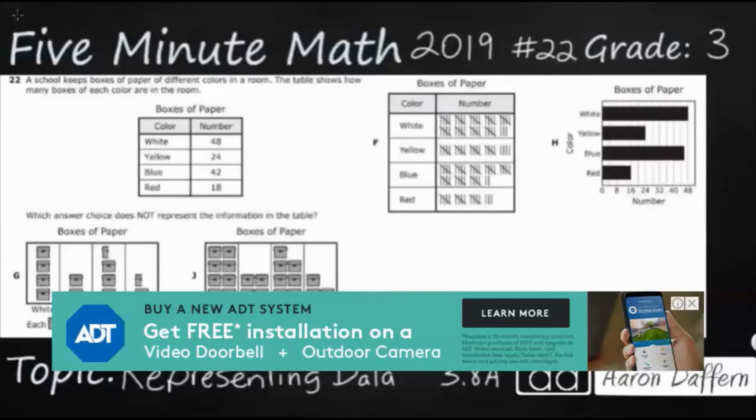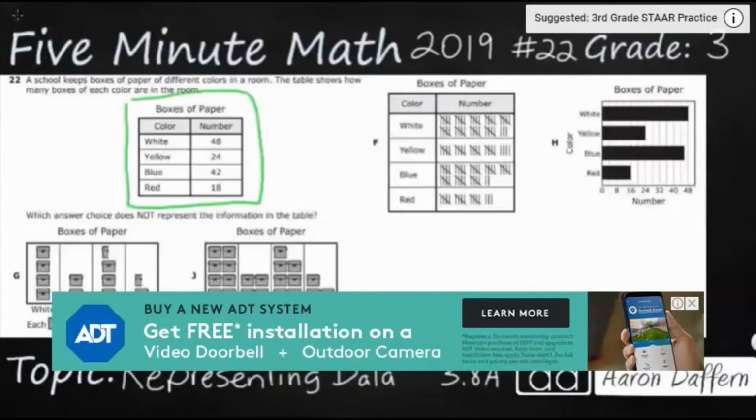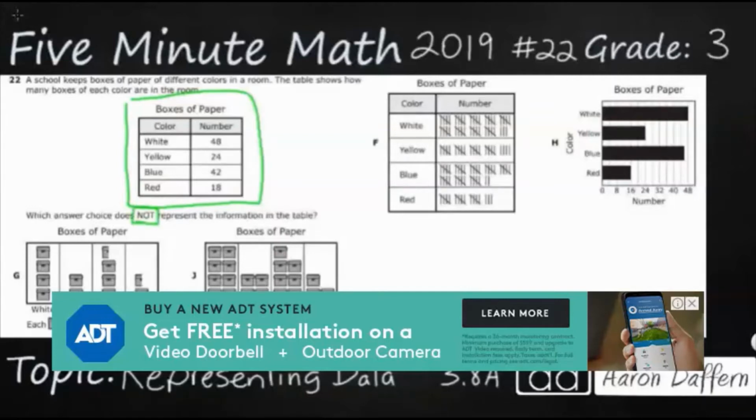So we have a pretty interesting problem here where we have the school keeps boxes based on color in a room, and we need to match this table to 3 out of the 4 representations. Our correct answer is going to be the one that does not represent, so the one that does not work. And these answer selections look a little bit strange. I had to rearrange it a little bit on the screen so it would fit in landscape mode. So that's why this F is over here to the right. I just wanted it to fit.